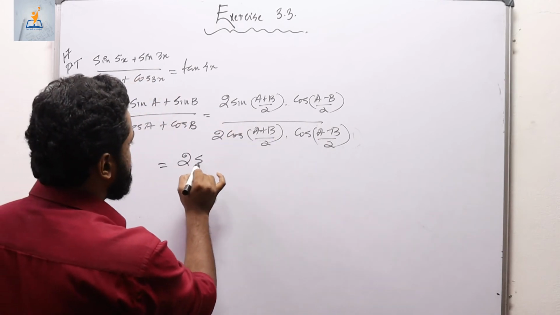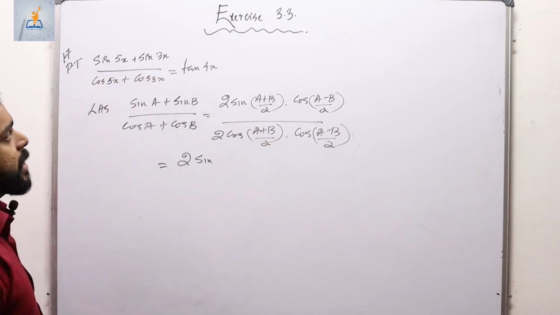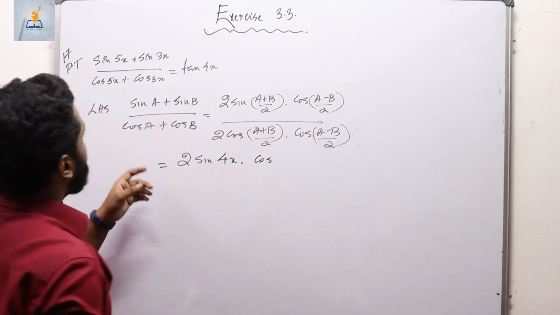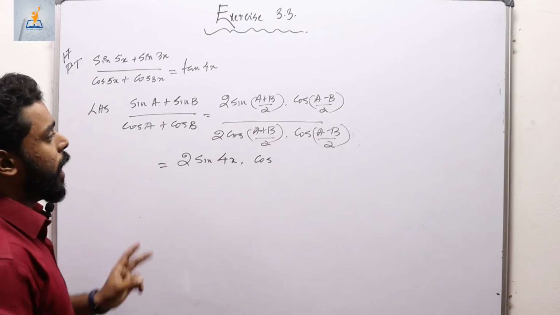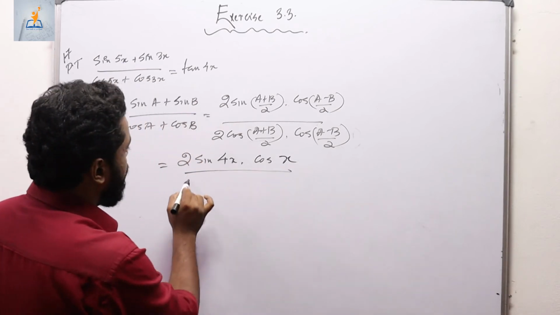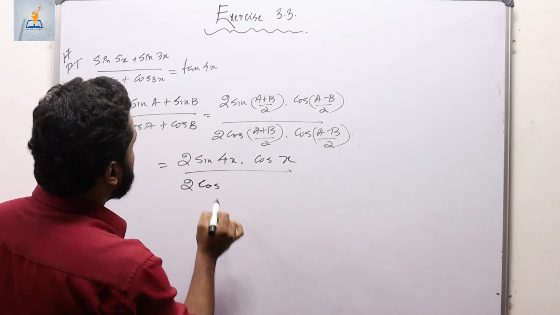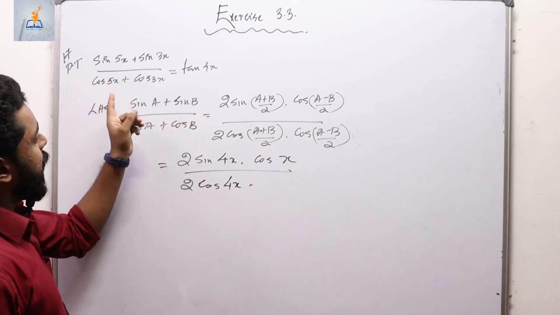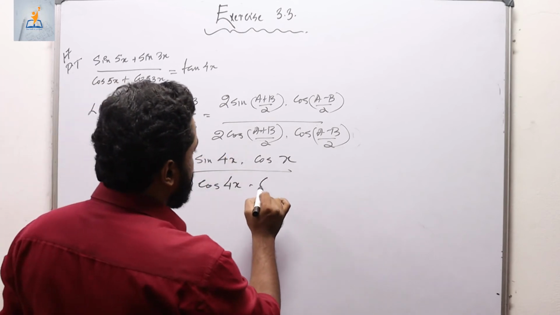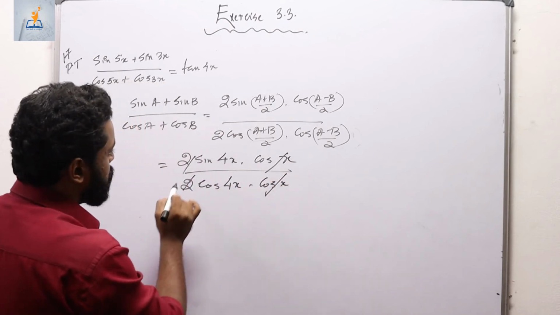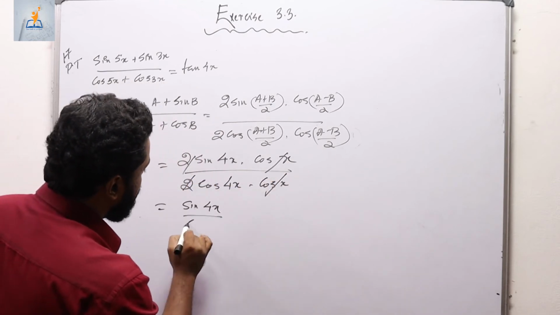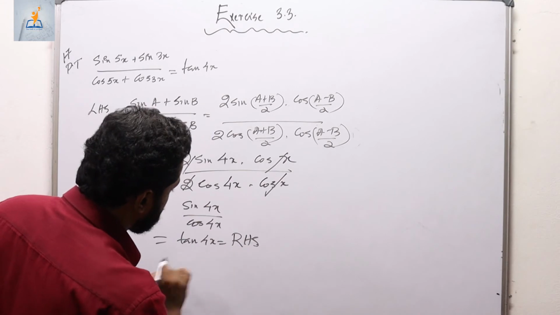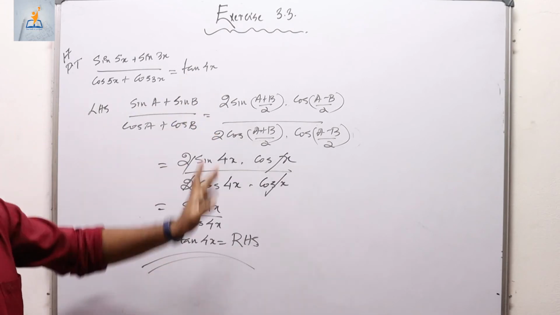So the equation will be 2 sin (A plus B)/2. So 5x plus 3x is 8x, so (A plus B)/2 will be 4x. 2 sin 4x into cos (A minus B)/2. 5x minus 3x is 2x, 2x by 2 is x, divided by 2 cos (A plus B)/2. 5x plus 3x is 8x, so by 2, 4x, into cos (A minus B)/2. 5x minus 3x is 2x, so it will be cos x. Cancelling the like terms, it will become sin 4x divided by cos 4x, and we know that is equal to tan 4x, which is the RHS of this equation. So LHS is equal to RHS, hence the result is proved.